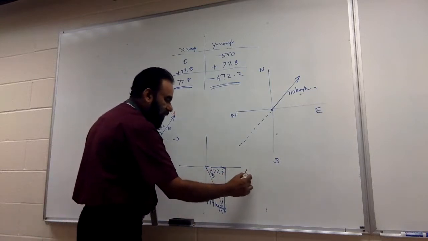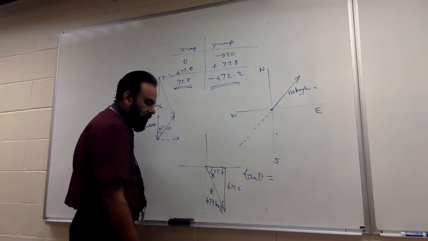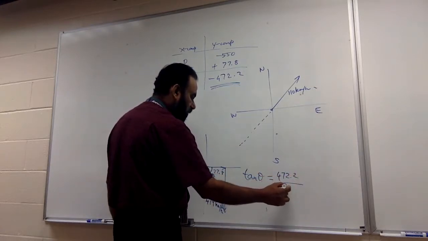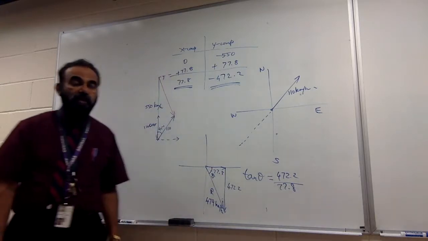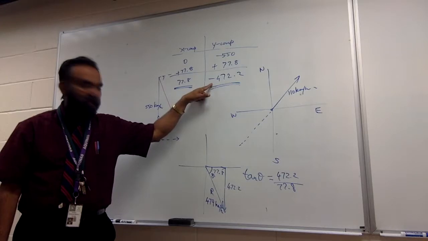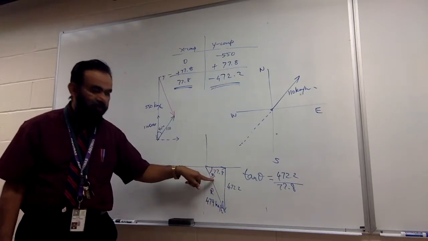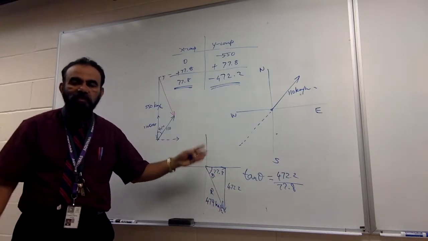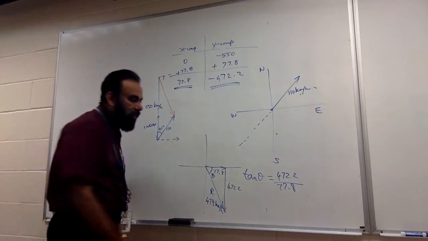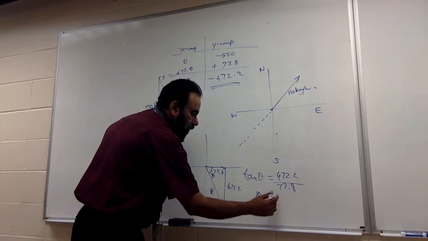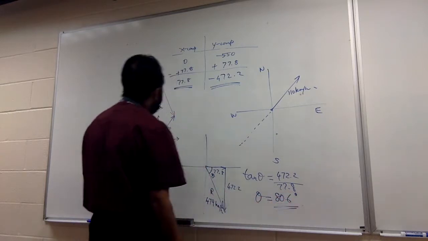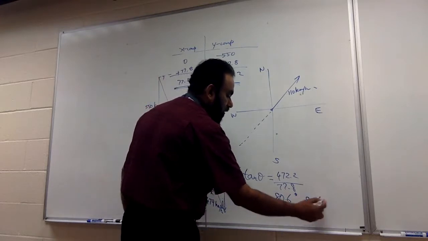So tan of the angle is equal to 472.2 over 77.8. Again, don't put minus signs over there. Even though this component is minus, don't use a minus because I've already shown the directions. I know exactly where the angle is supposed to be, so you don't have to bring the minus sign and complicate things. How much? 80.6 degrees. And this is going to be south of east.